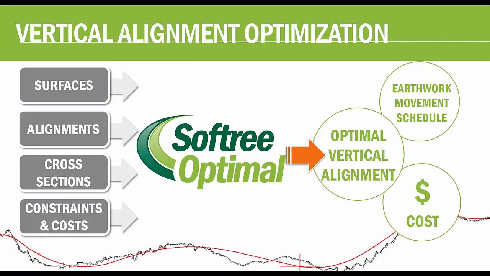Softree Optimal optimizes the vertical alignment of a road or corridor by mathematically minimizing earthwork costs. It solves the complex 3D problem of minimizing excavation, embankment, and haulage, given your user-defined constraints. This optimal solution is determined based on the original ground surface, the existing horizontal alignment, and the cross-sectional data taken from whatever road design package you are using, as well as the design parameters, constraints, and unit costs that are entered by the user into Softree Optimal.